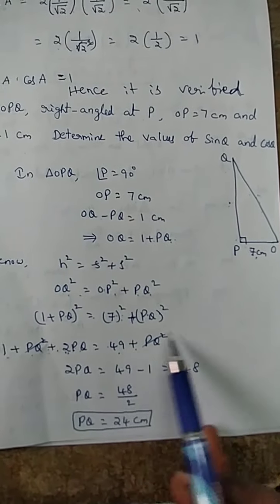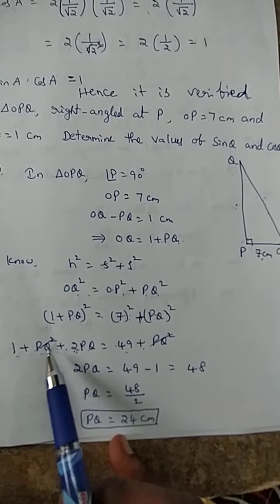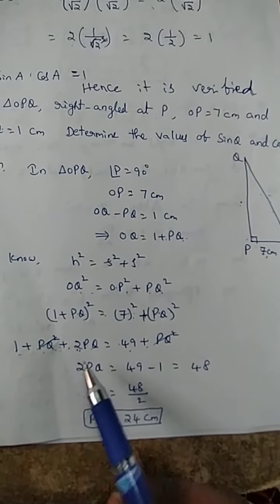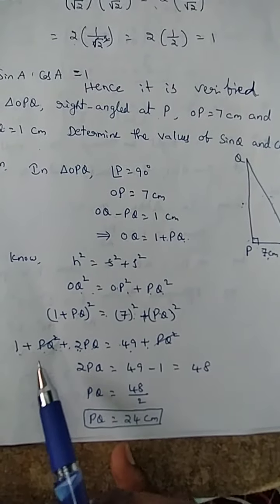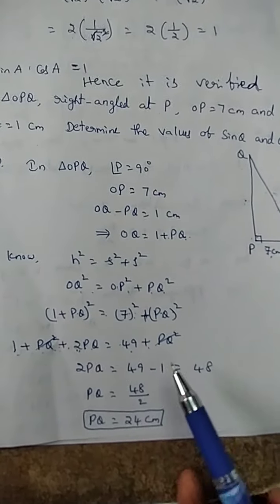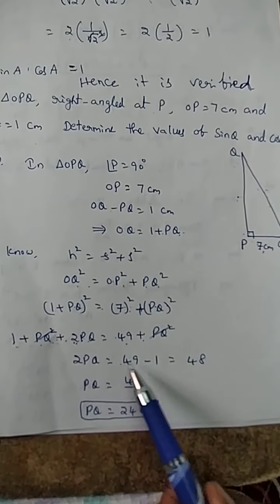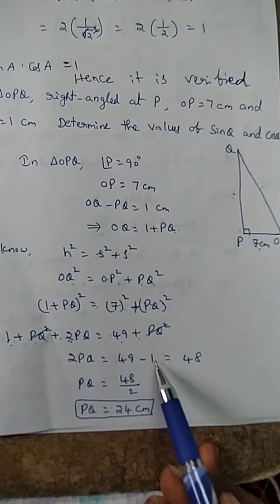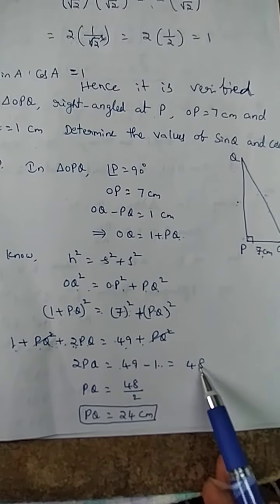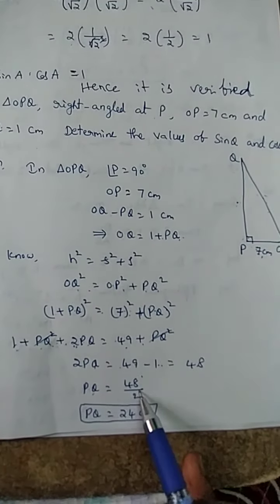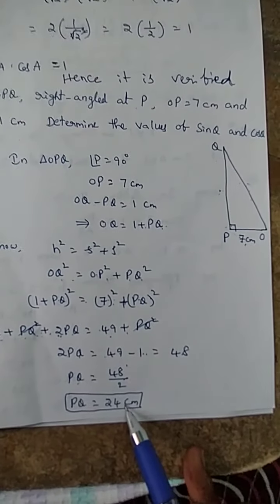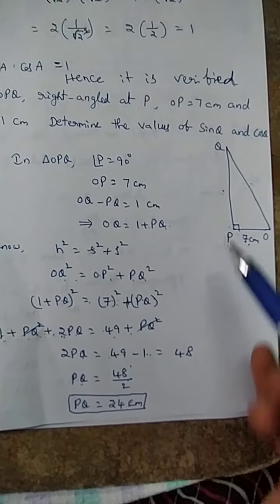So both sides have PQ squares with positive signs, so you can cancel them. Plus PQ square transposed to that side becomes minus PQ square, so in place of PQ square we have the constant values. Both are cancelled here. The balance is 2PQ is equal to 49 minus 1, with the 1 transposed to that side. So 49 minus 1 is 48. PQ is equal to 48 by 2. Then PQ is equal to 24 centimeter.